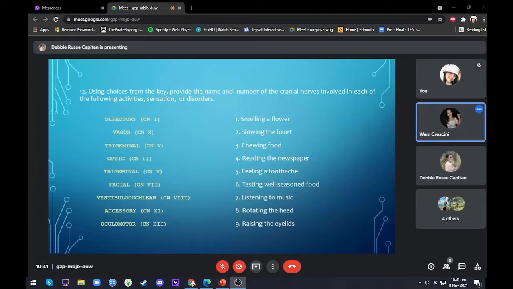And then number 5, feeling a toothache, so it is a trigeminal, CN5, and then tasting well-seasoned food, we have the facial, CN7. Then number 7, listening to music, it is the vestibulocochlear, CN8. And then rotating the head, it is the accessory, CN11. Then raising of the eyelids, it is the oculomotor, CN3.